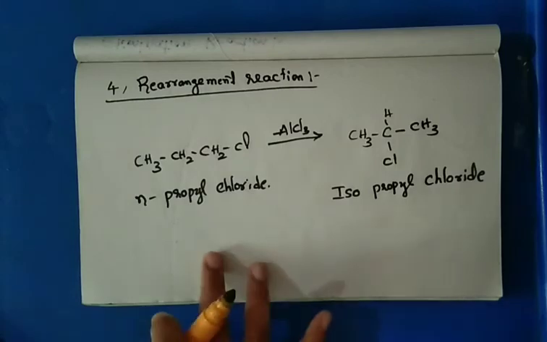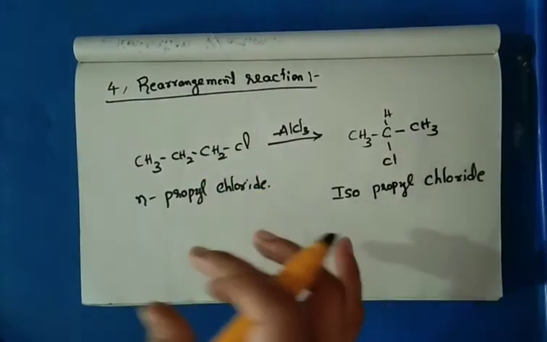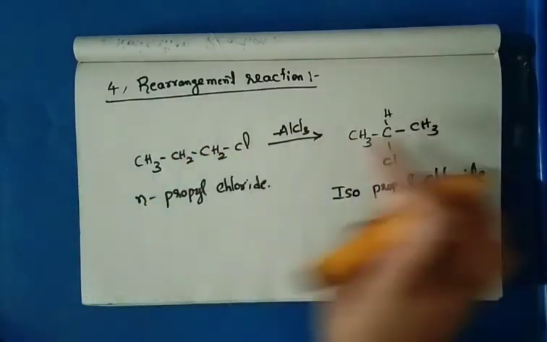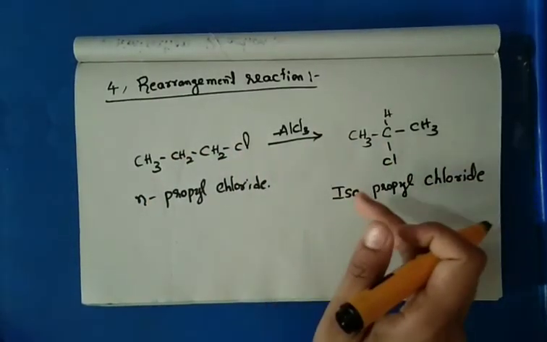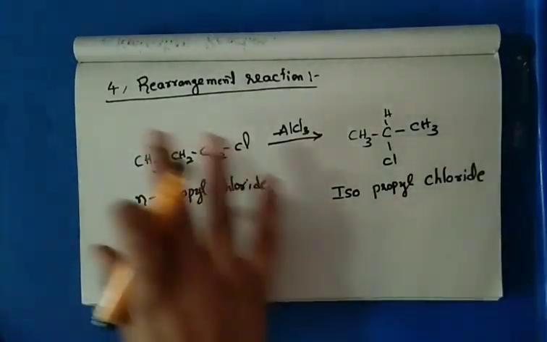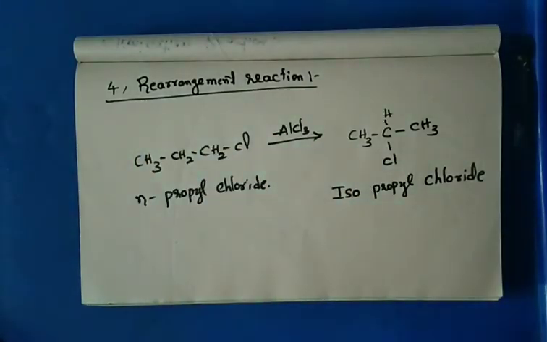In this reaction, an atom or a group migrates from one place to another within the same compound, and this is known as a rearrangement reaction. So we learned what addition, substitution, elimination and rearrangement reactions are. It is very important for every chemistry student.